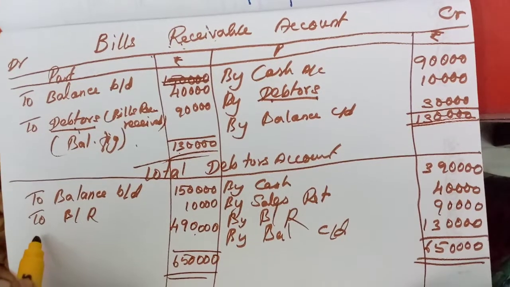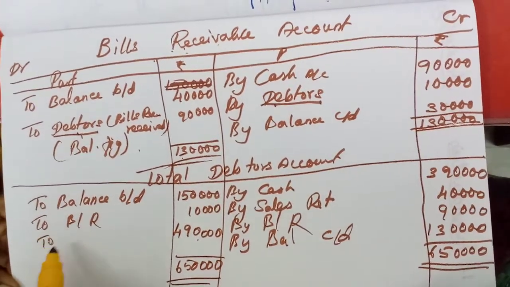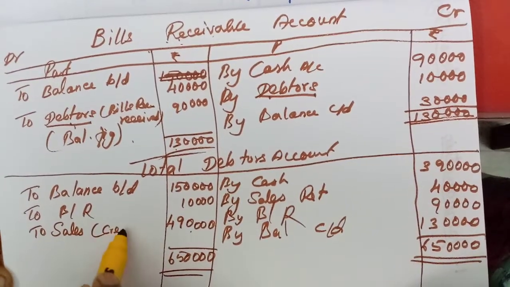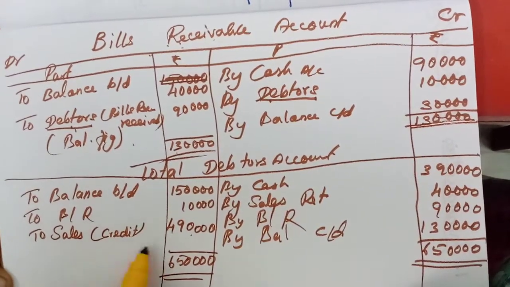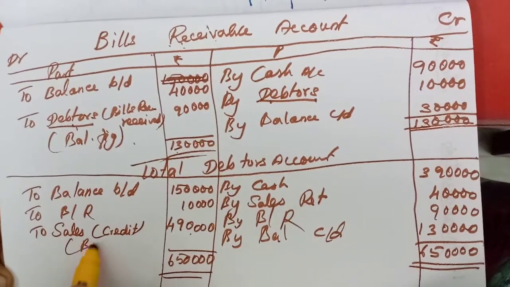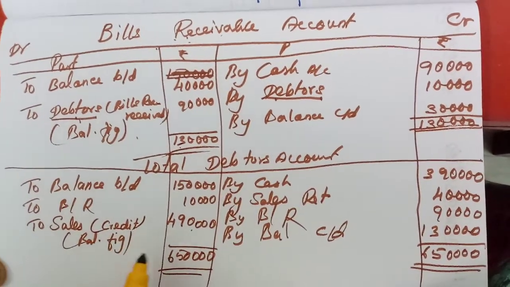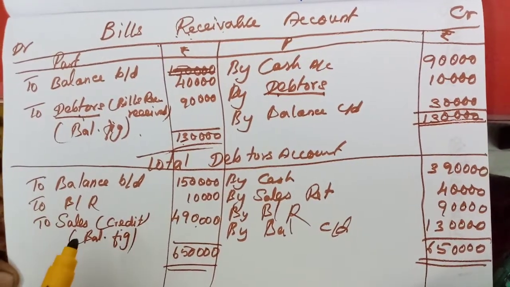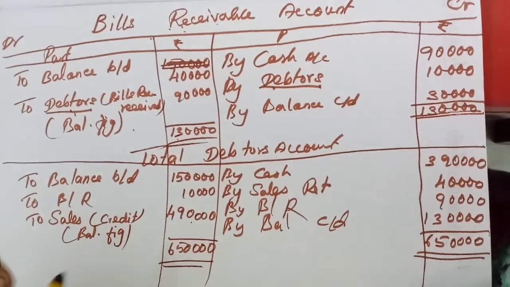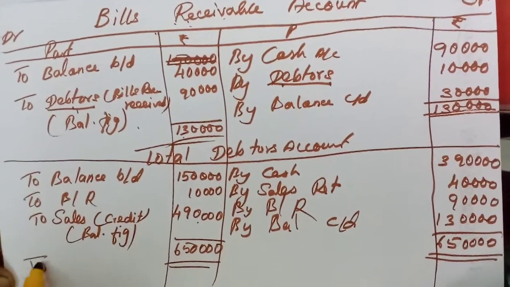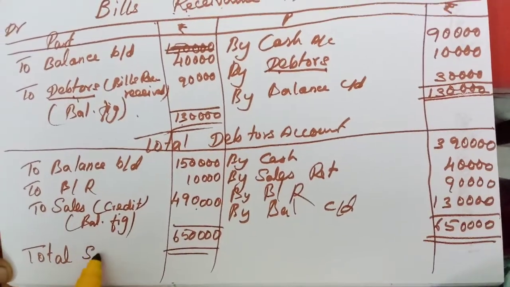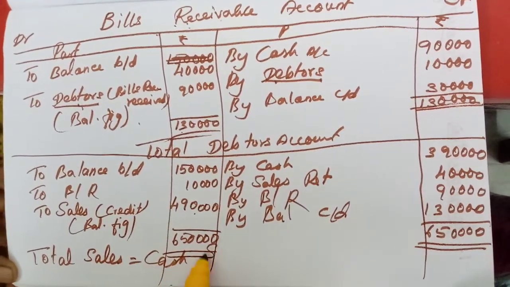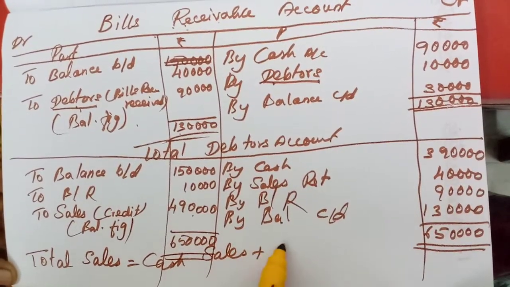What is this one? To sales. You should not write credit sales, simply bracket credit, then balancing figure. Now we have calculated the credit sales. What is the question? We have to calculate total sales. So you have to write total sales is equal to cash sales plus credit sales.